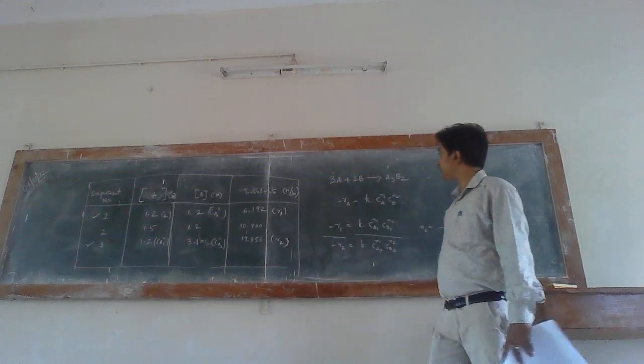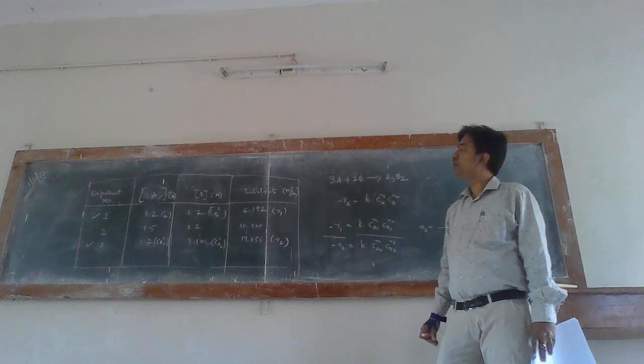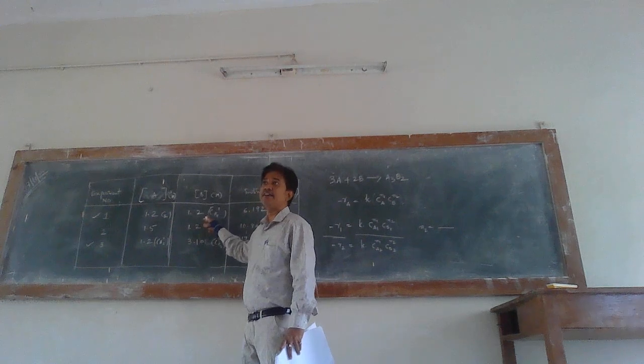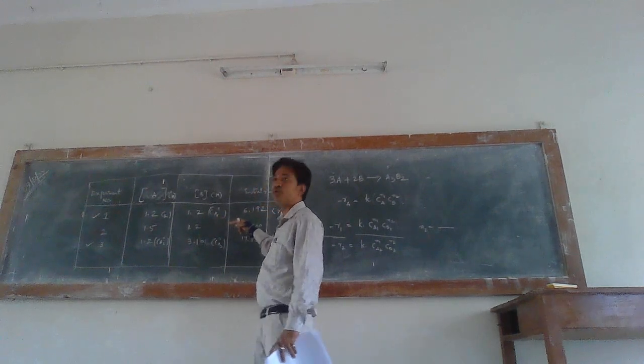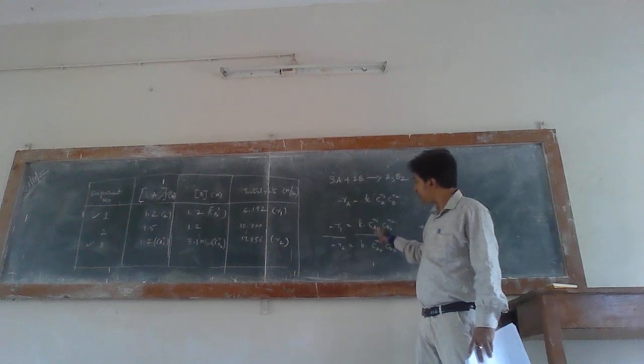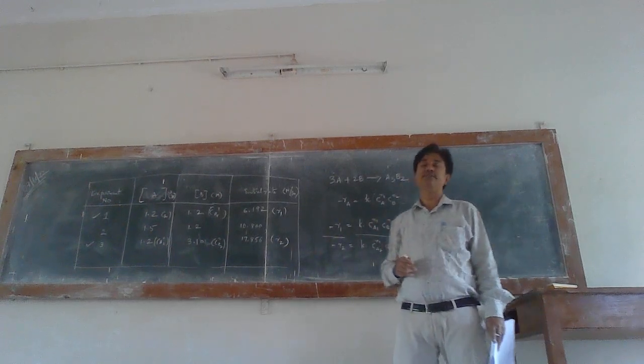Similarly, to calculate n1, what can I do? If I take 1 and 2, the B will get cancelled, and I will be left with only CA and n1 can be calculated. Do it.